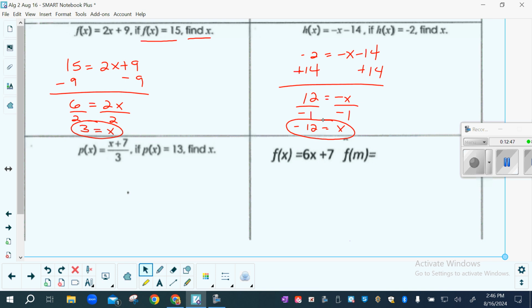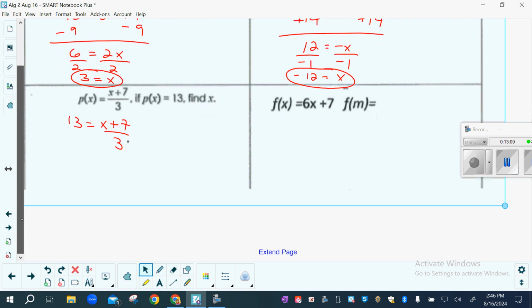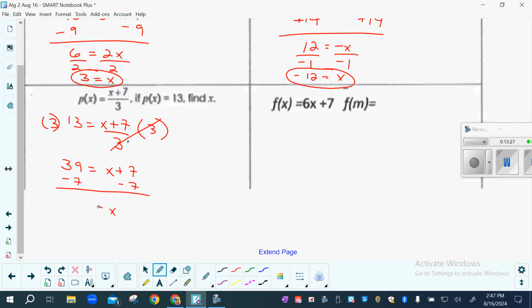Okay, similarly on this one here, p of x equals x plus 7 over 3, and p of x is 13. Where do I put the 13? 13 equals, in place of the p of x. So 13 equals x plus 7 over 3, and then we want to solve for x. So what would we do next? Multiply by 3, we want to get rid of that fraction. So 39 is x plus 7, and x equals 32.